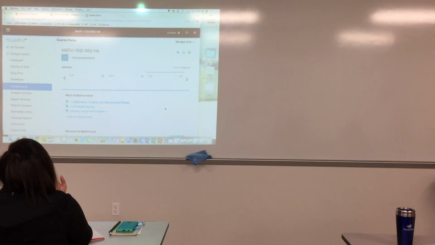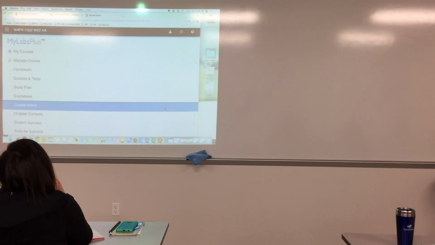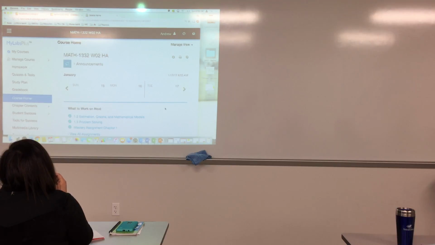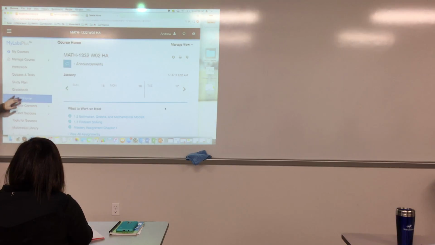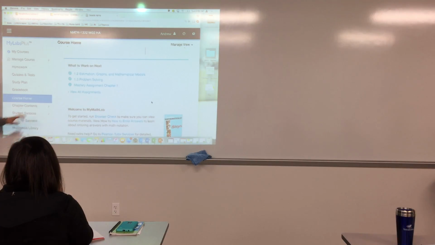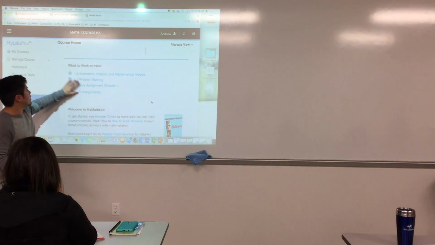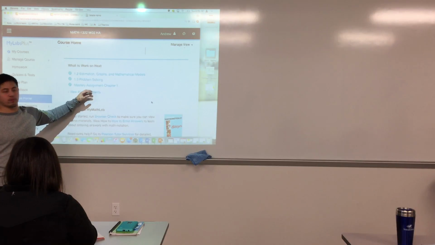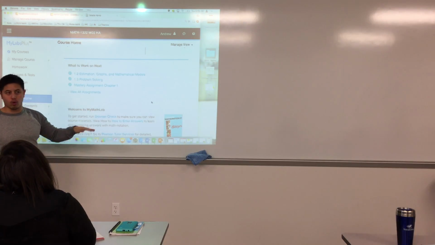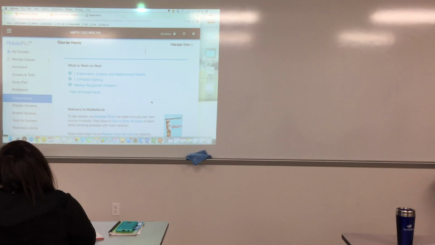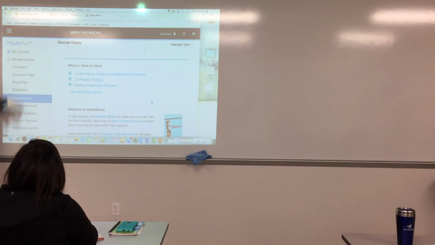All right, so you have your home page. All these items on this left. You have an area in the center that tells you what to work on next. Those are basically items that are in order. What are the main areas you need to focus on? Let's look at this left panel right here. What are the main areas you need to focus on? Homework and quizzes and tests. That's it. Everything else is whatever.